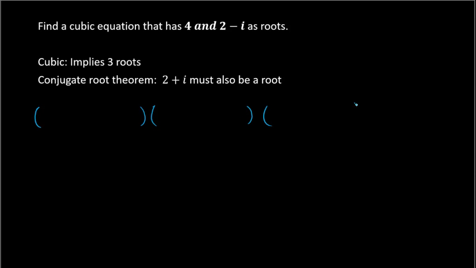All right, so to do that, we do x minus each of the roots. So we have x minus 4, x minus the 2 minus i, and we have x minus the 2 plus i. All right, so that will be our equation, which from here we're going to have to simplify and multiply things out.